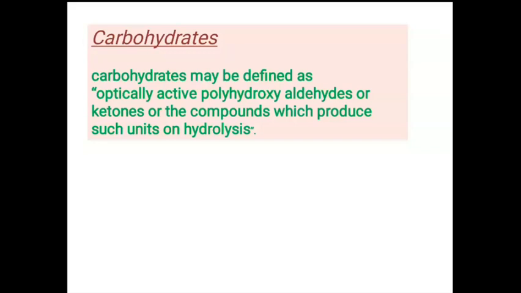So what are carbohydrates? Carbohydrates, as the name suggests, are hydrates of carbon. So carbohydrates are naturally occurring organic compounds which are hydrates of carbon. For example, glucose, C6H12O6, can be represented as C6(H2O)6, while sucrose is C12H22O11, but it can be represented as C12(H2O)11. That means carbohydrates are hydrates of carbon.